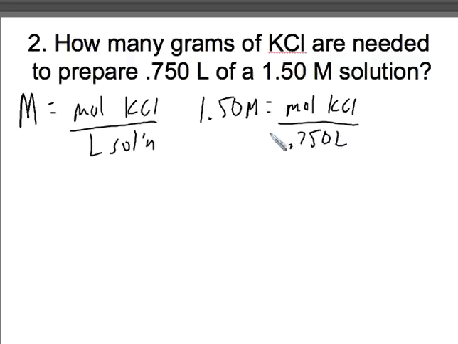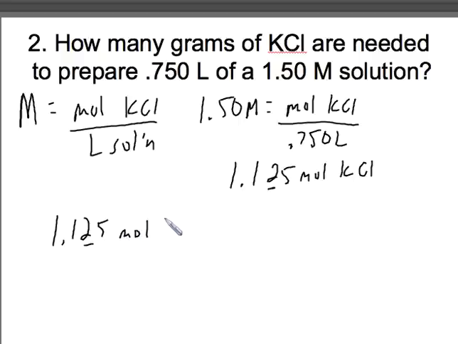I can solve for moles by multiplying both sides by 0.75. And if I do that, I will get 1.125 moles of KCl. Sig fig wise, I only have to keep that many, but I'm going to carry through again. So now I'm just kind of doing the last problem we did, but in reverse. Now I'm trying to make this solution. How many grams do I need to measure out to make that happen? So I'm going to start with my moles here and do a dimensional analysis.